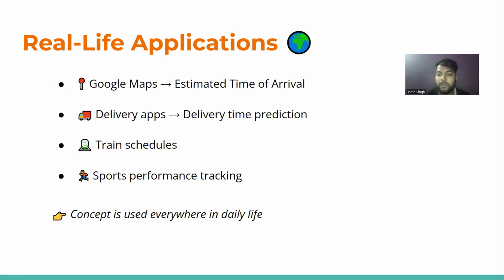Now I will talk about the real life applications of this. This concept, that is speed, distance, and time, is used everywhere. Google Maps uses it to show estimated time. Delivery apps predict delivery using this. Train schedules, sports performance. So this is a very practical topic. In cricket also, the speed of the ball is measured through this concept only.